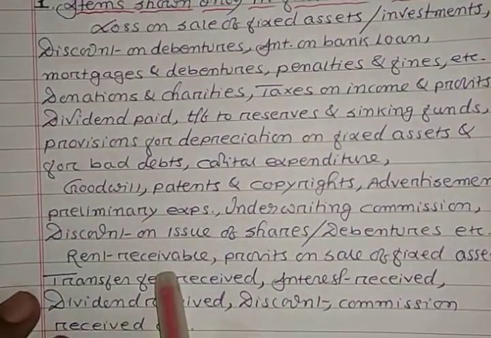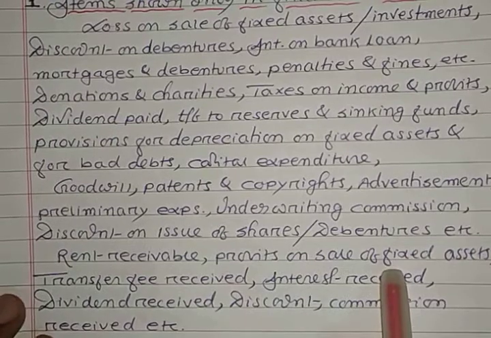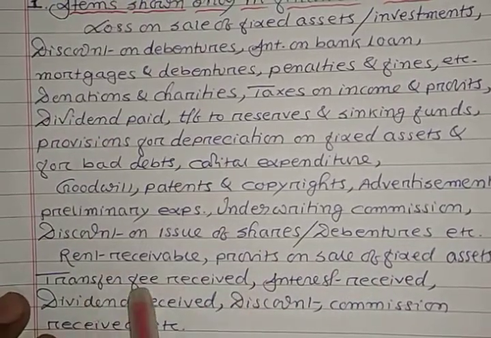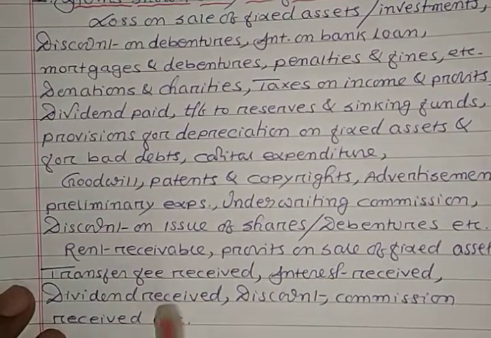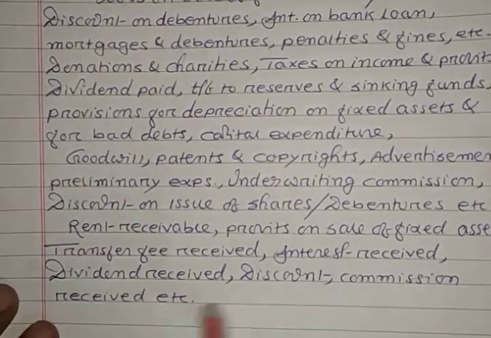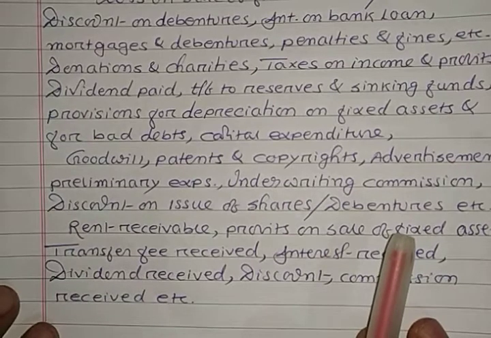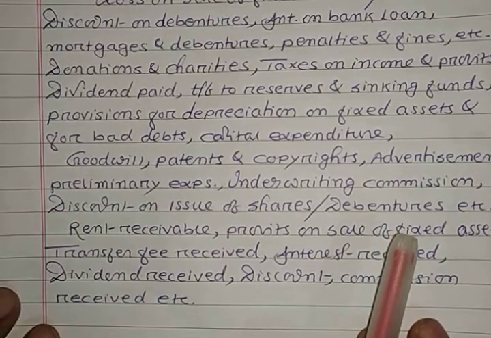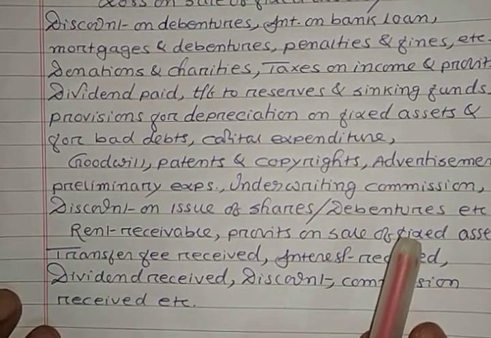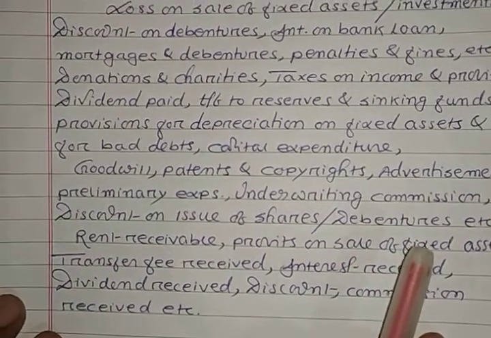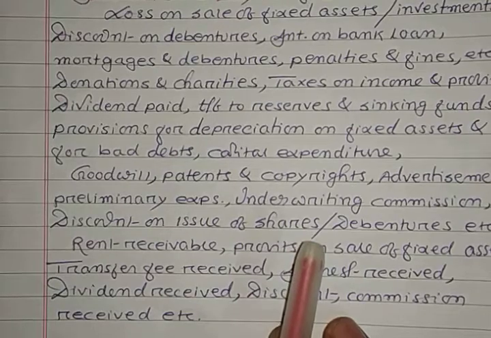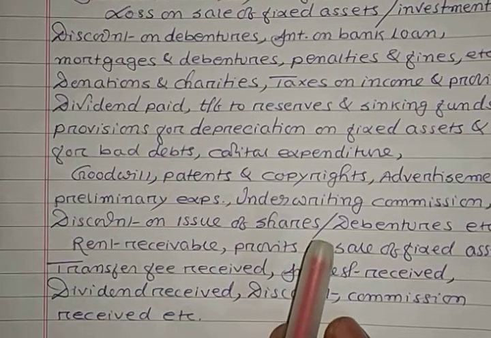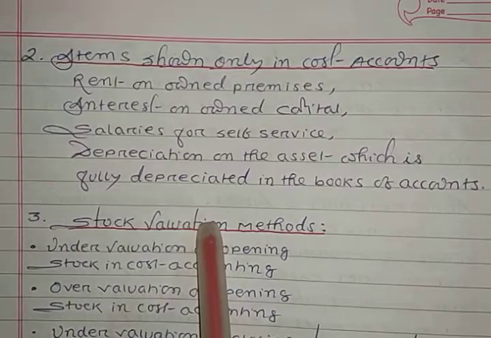Also, rent receivable and profit on sale of fixed assets, these are all incomes. Transfer fee received, interest received, dividend received, discount, commission received, etc. Right? So these are the items of incomes or expenses which are shown in financial accounts. Okay, after that, what are the next reasons for disagreement in profit?